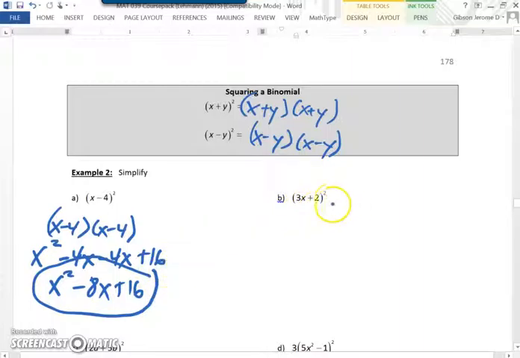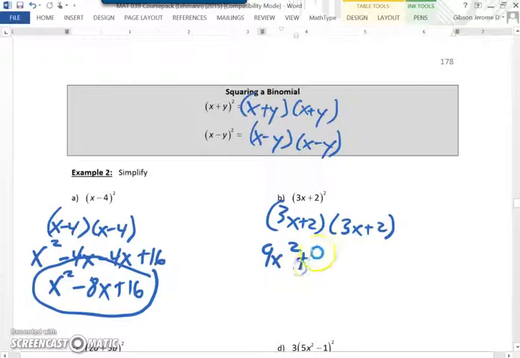Now we come here to b. This would be 3x plus 2 times 3x plus 2. So we'll take 3x times 3x, which is 9x squared. 3x times 2, 6x. 2 times 3x is 6x. And 2 times 2 is 4. So it'll be 9x squared plus 12x plus 4.